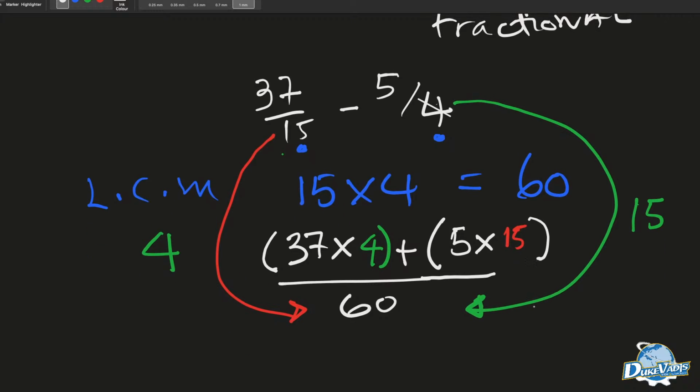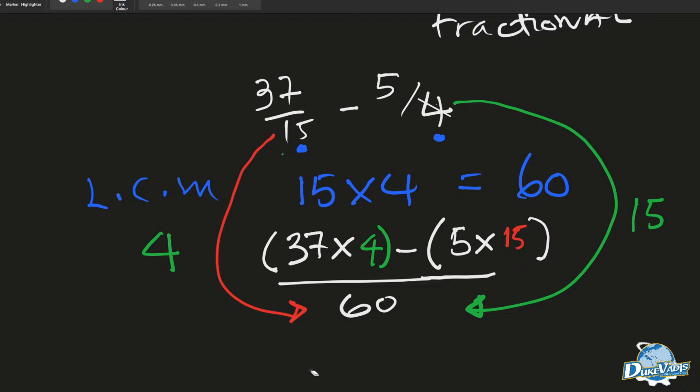So now it's simple simplification. Friends, this is minus, don't forget. This is minus because we are subtracting. Good. So what do we do? 37 by 4. Let's see how we go about it. 37 times 4 will give us 148.